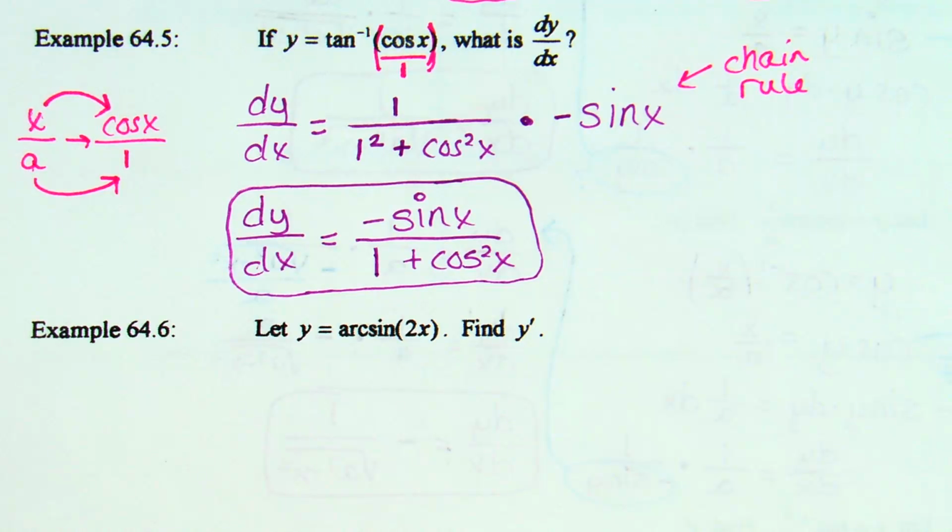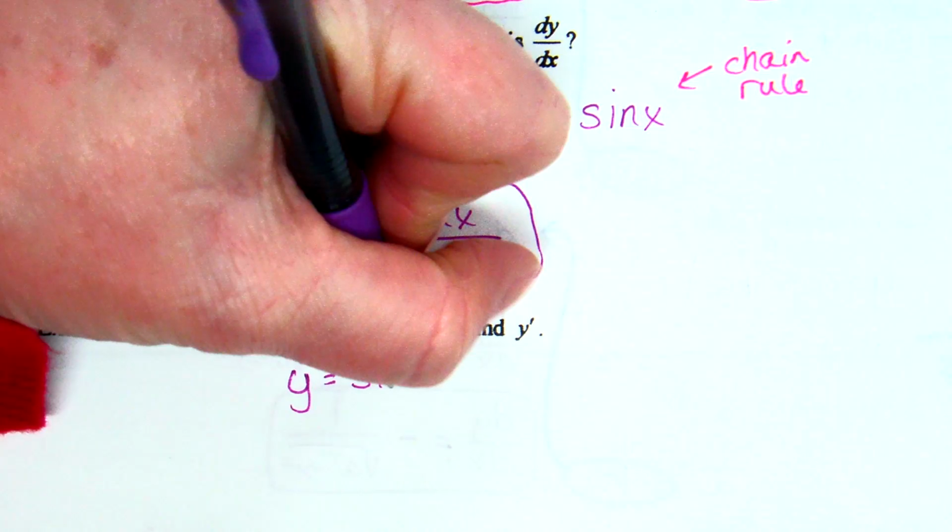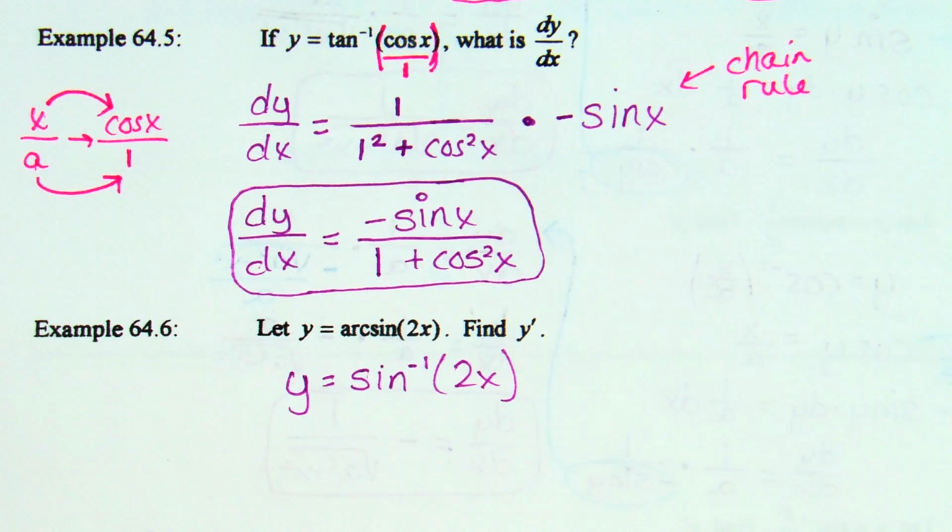Okay, let's try example 6. y equals arc sine of 2x. Find y prime. So realize arc sine is the same thing as saying sine inverse of 2x, yes? Yes. Now, before you get started, what's x over a? 2x over 1. So you realize there's like an invisible 1 here, yes?